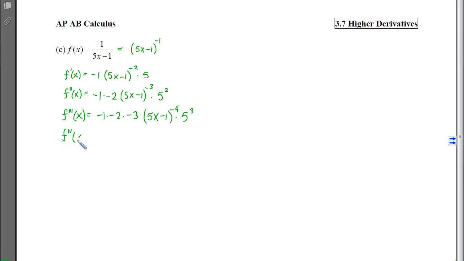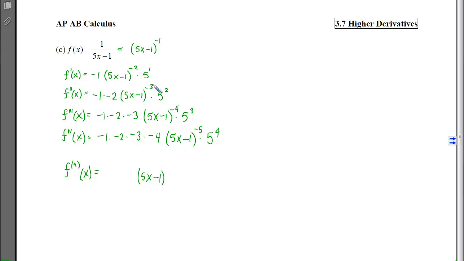So now let's do the fourth one. Hopefully we have enough now that we can detect a pattern, because I want a pattern for the nth derivative. Well, let's look at what's the same. We can see that this 5x minus 1 is the same for all of them.